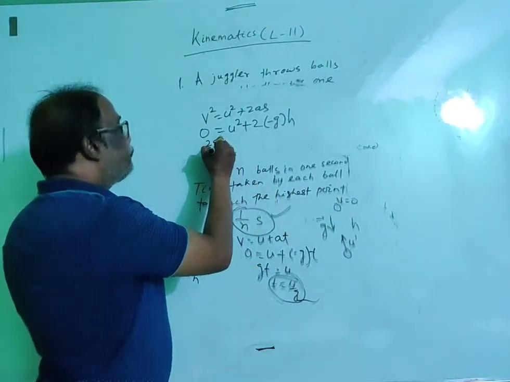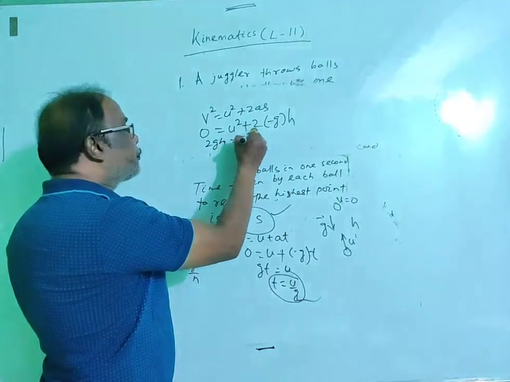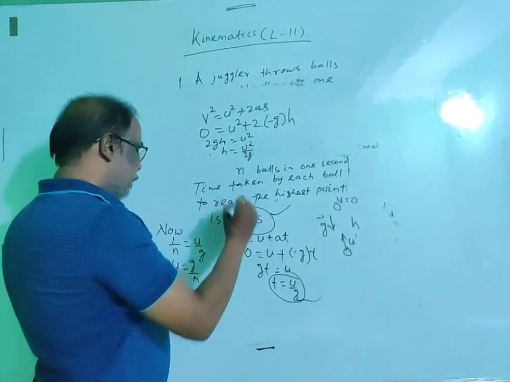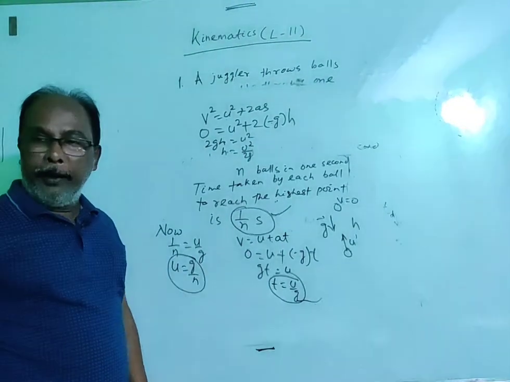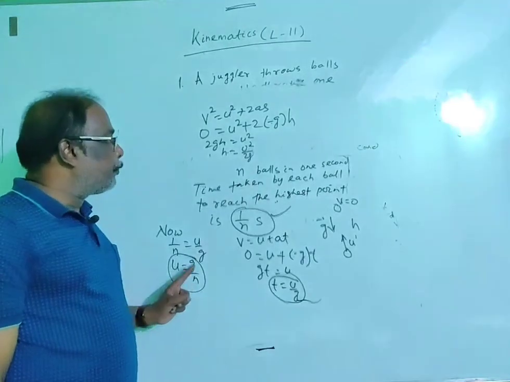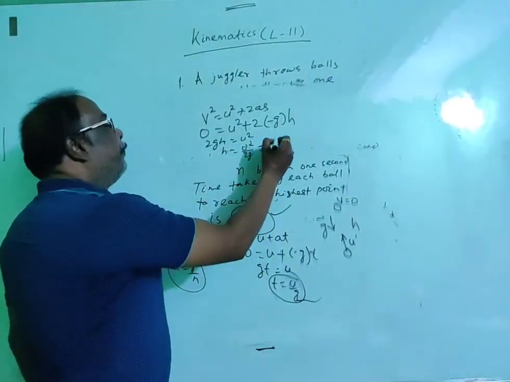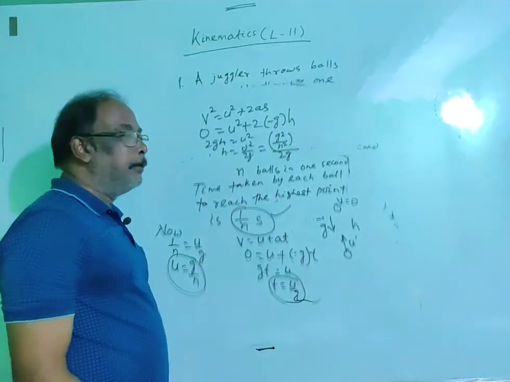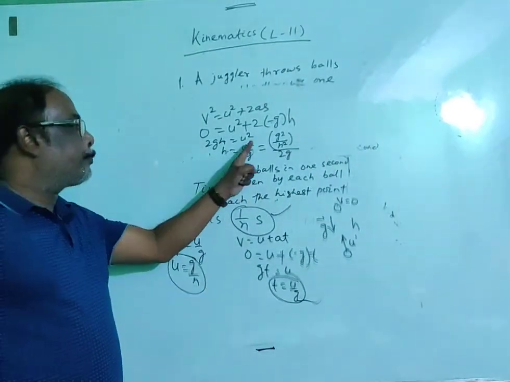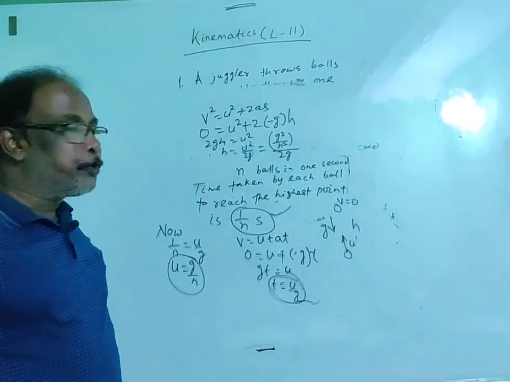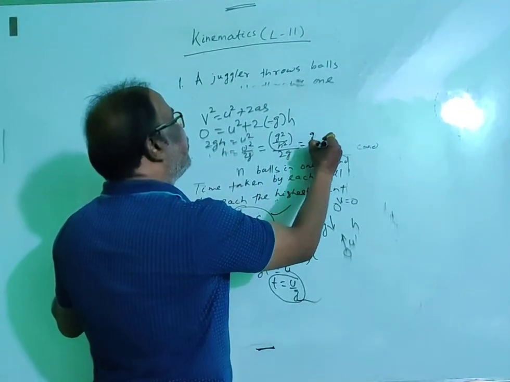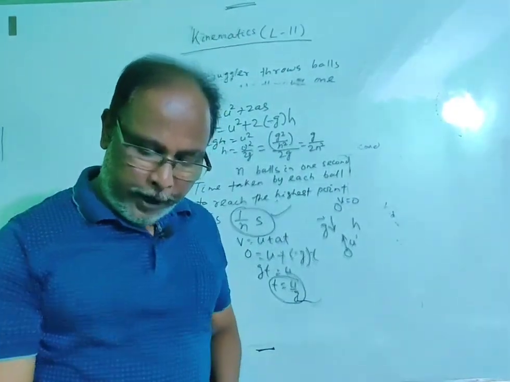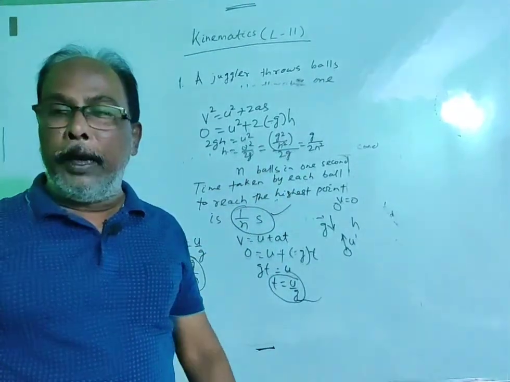Then 2gh, this is negative, 2gh is equal to u square, and h is equal to u square by 2g, and we have got u is equal to g by n. Now, in place of u, we may put g by n, and u square means g by n whole square, divided by 2g. Now, our answer is g by 2n square. This is your final answer. Maximum height reached by each ball is g by 2n square.